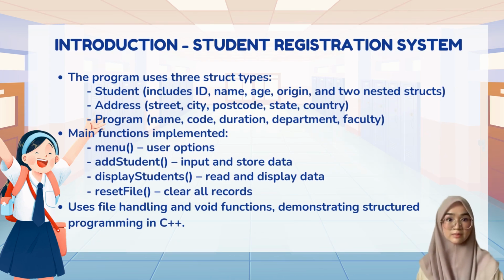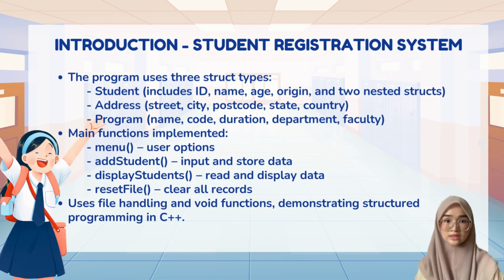In this project, we implemented 3 struct types, which are student, address, and programs. The student struct includes ID, name, age, origin, and 2 nested structs, address and program. Our system consists of 4 main functions, which are menu, add student, display student, and reset file.